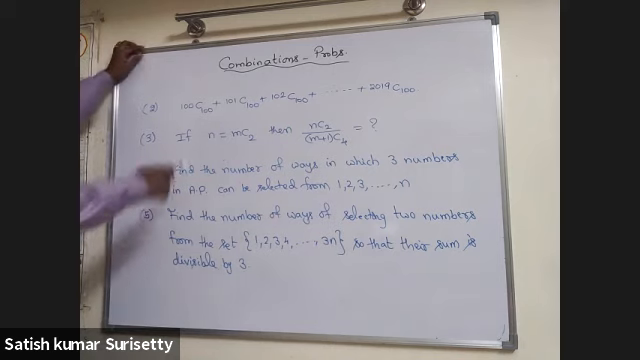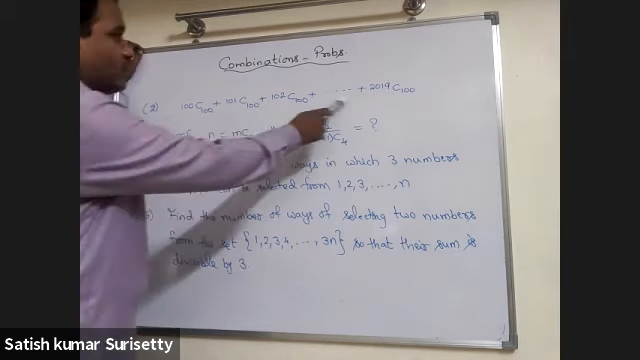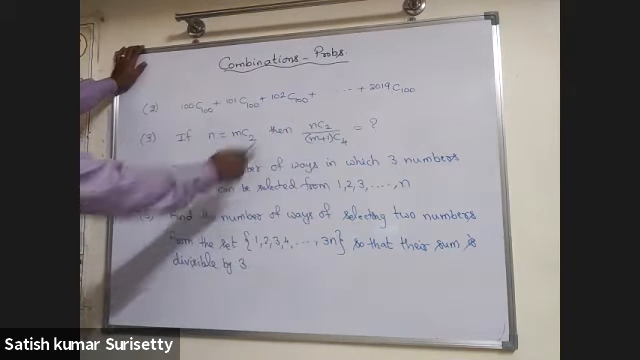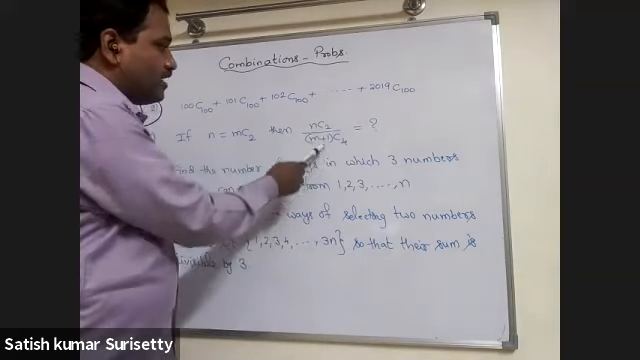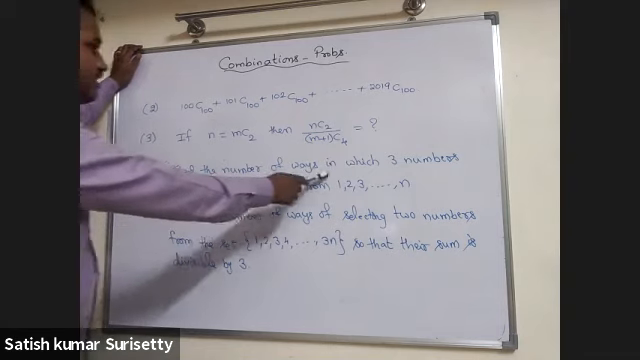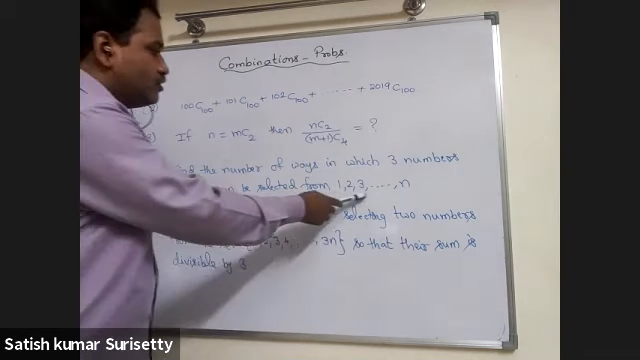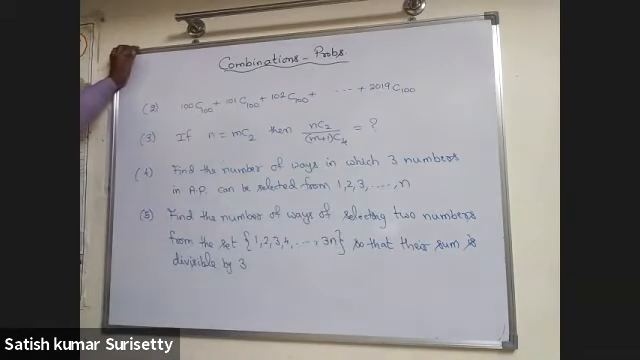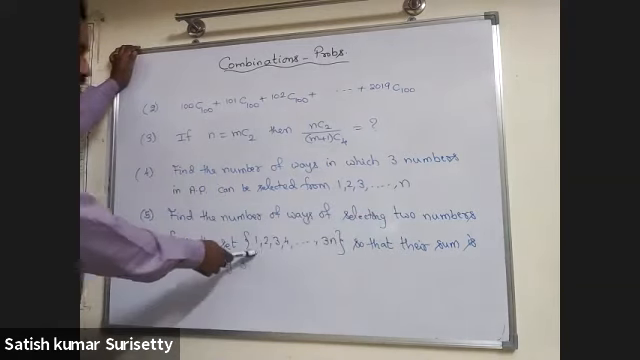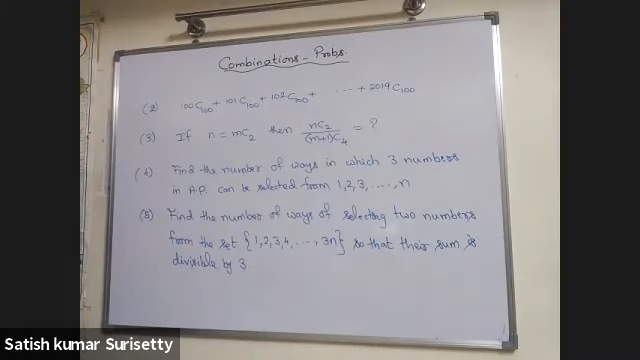Now, how to calculate 100C100 plus 101C100 plus 102C100 and so on up to 2019C100. Third, if n equal to mC2, then what is the value of nC2 upon (n plus 1)C4? Fourth one, find the number of ways in which 3 numbers in arithmetic progression can be selected from 1, 2, 3 and so on n. Fifth one, find the number of ways of selecting 2 numbers from the set 1, 2, 3, 4 and so on 3n so that their sum is divisible by 3.